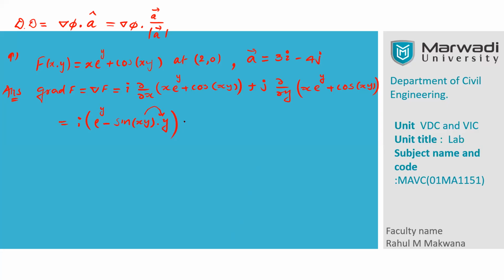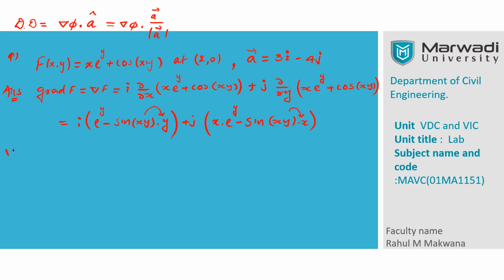Similarly, now we have partial with respect to y. So x times e raised to y is e raised to y. Again we have minus sine xy. Again, x into y with respect to y is x.